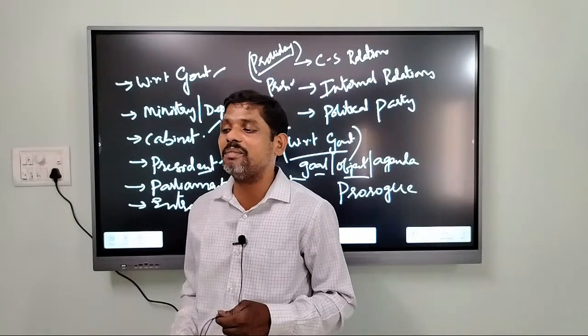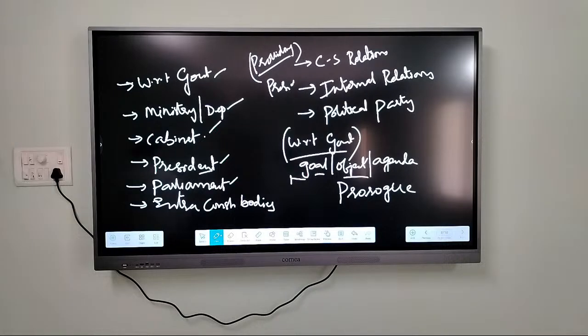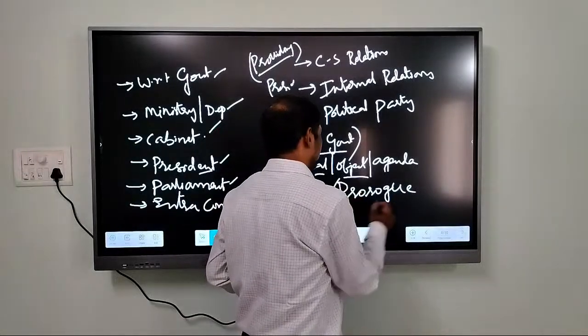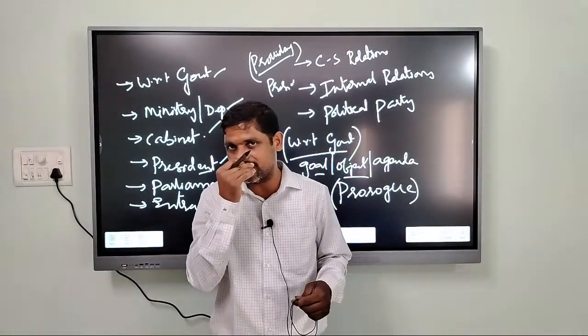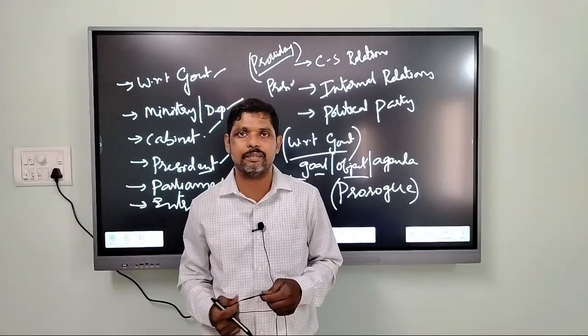It is adjournment sine die. Adjournment sine die is a precondition for proroguing the House. It is a precondition for prorogue of the House. All right.